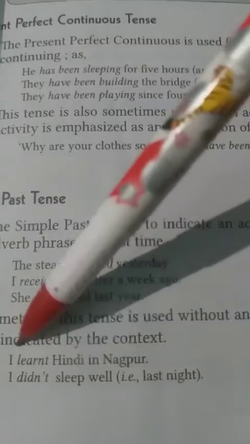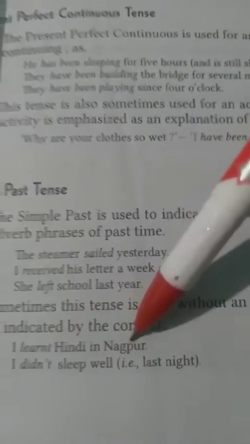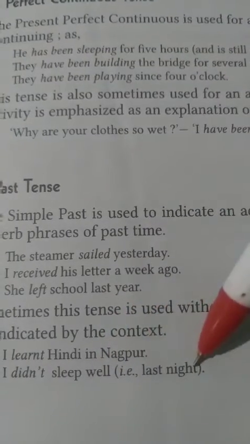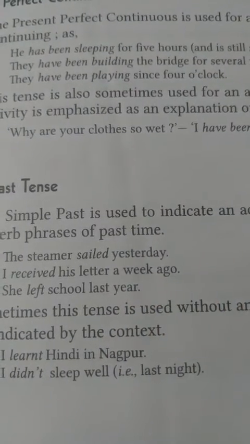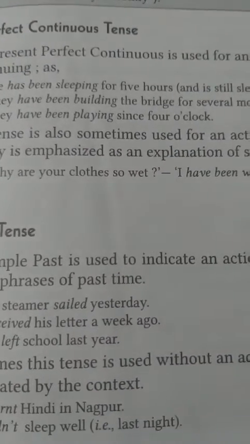So, I learned Hindi in Nagpur. I learned Hindi in Nagpur means sometime in the past. I did not sleep well. Here time is not mentioned, so it is understood that last night I did not sleep well. So dear children, we see that we have to use only the second form of the verb in all simple past tenses.